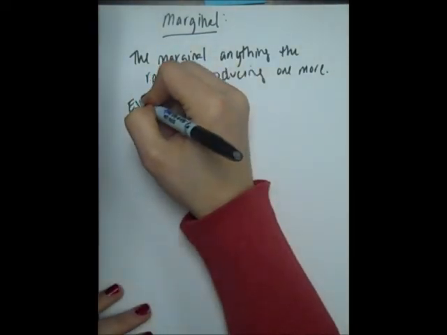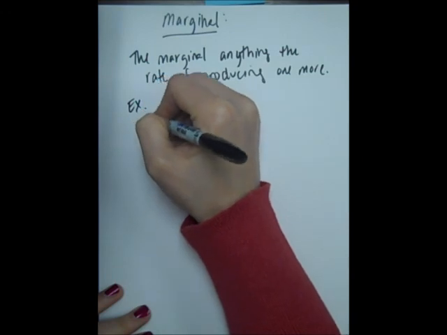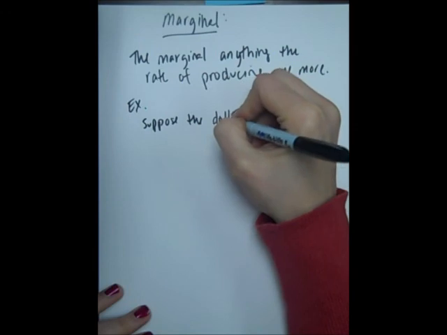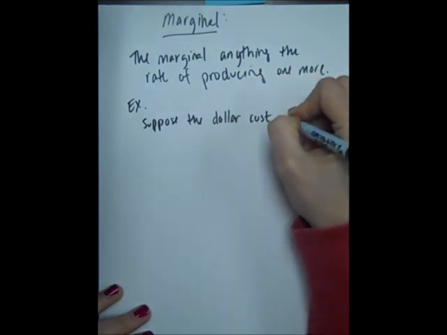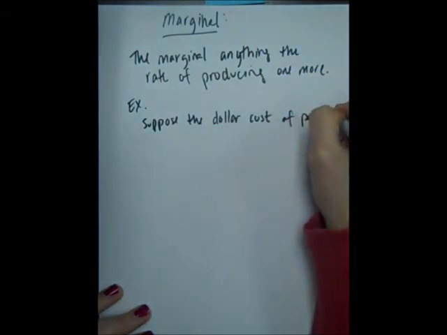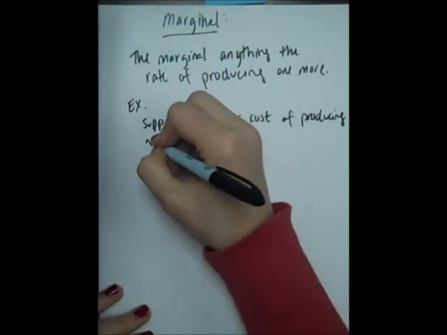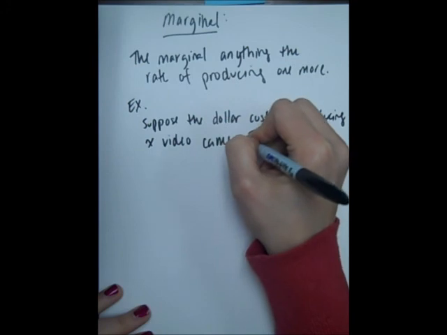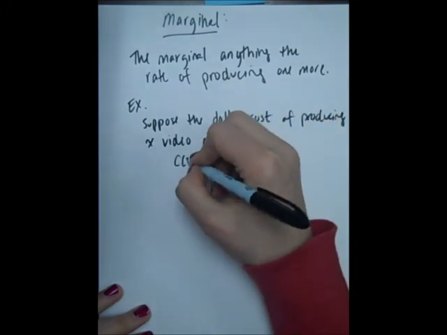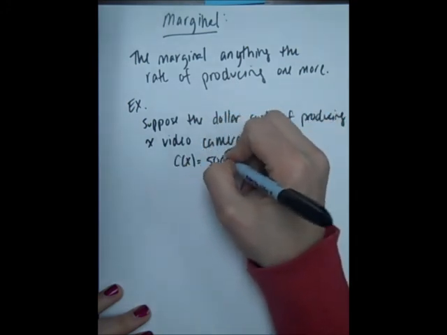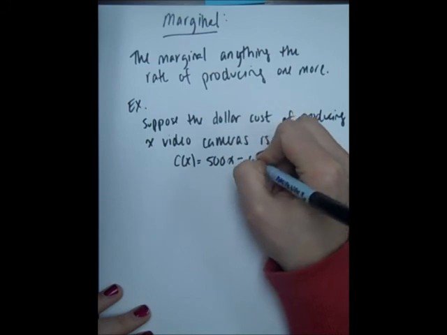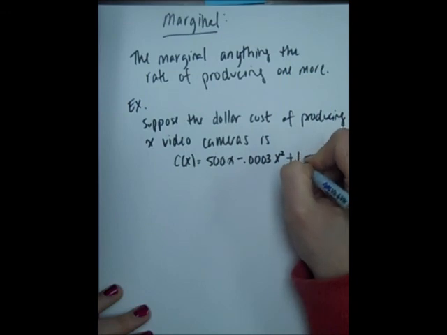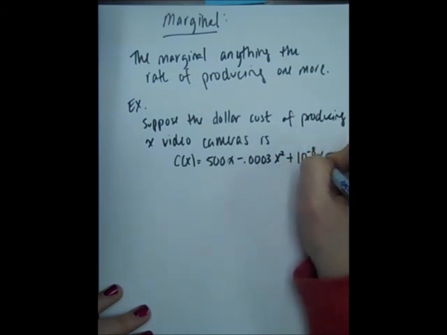So let's do an example of this. Let's suppose the dollar cost of producing x video cameras is C of x, which is 500x minus 0.0003x squared plus 10 to the minus 8 x cubed.